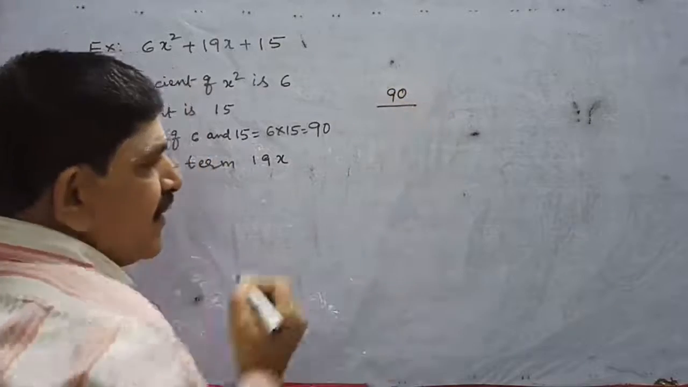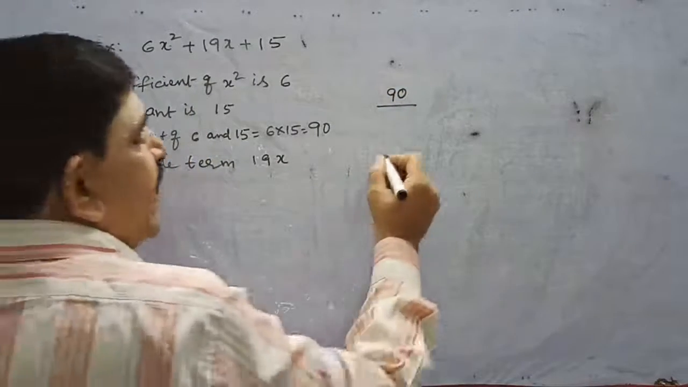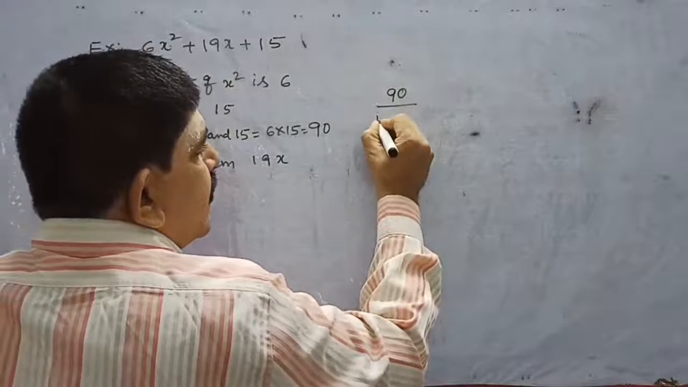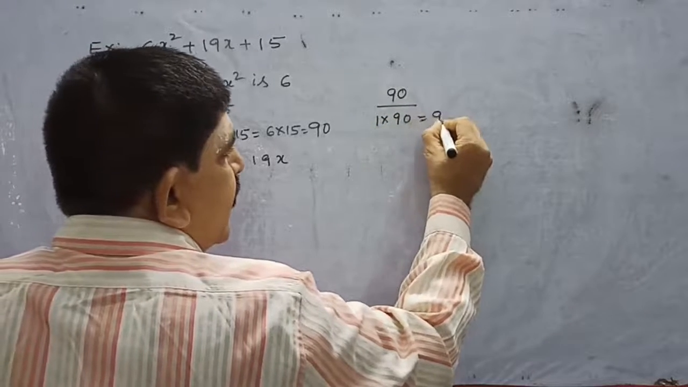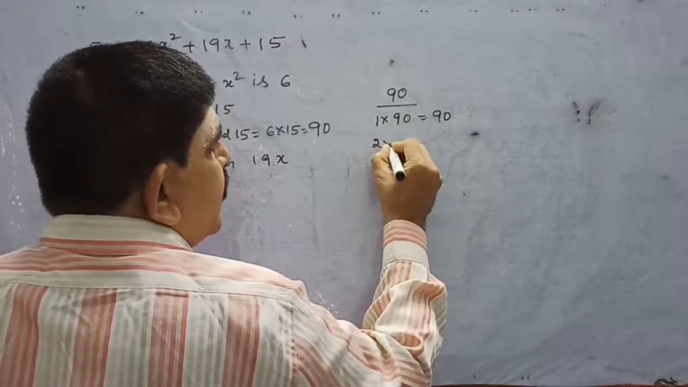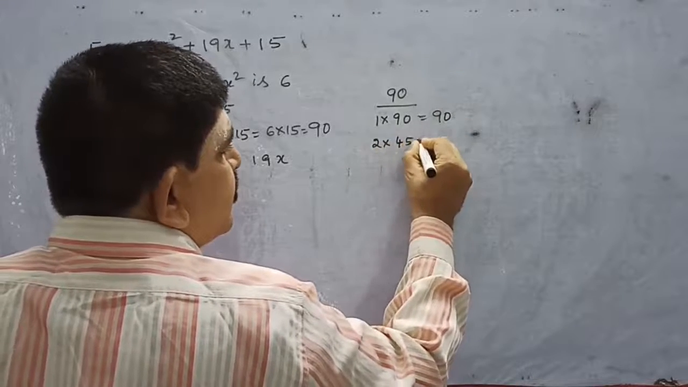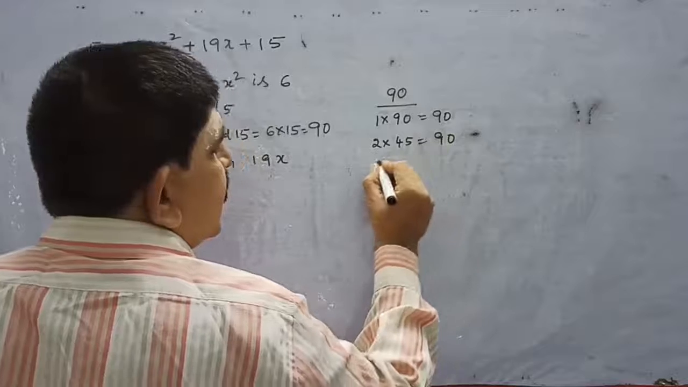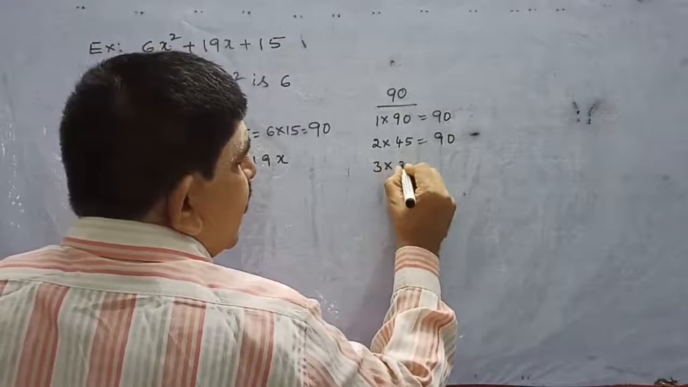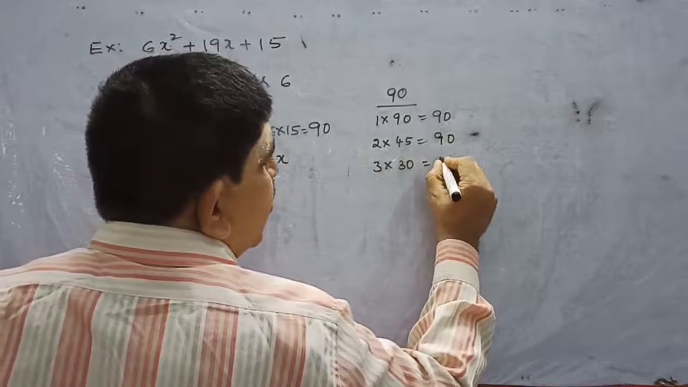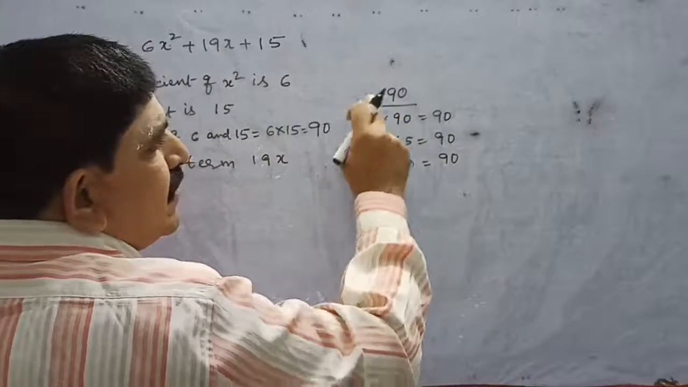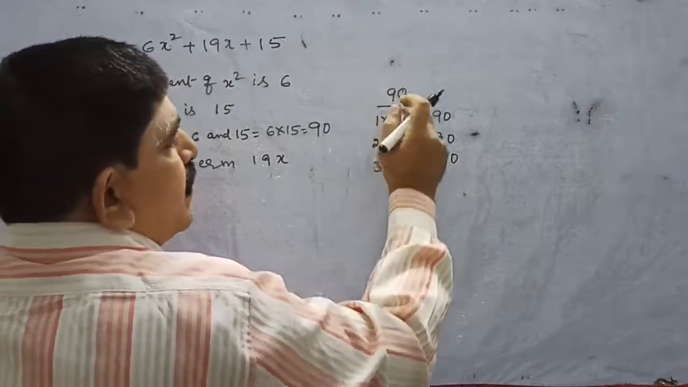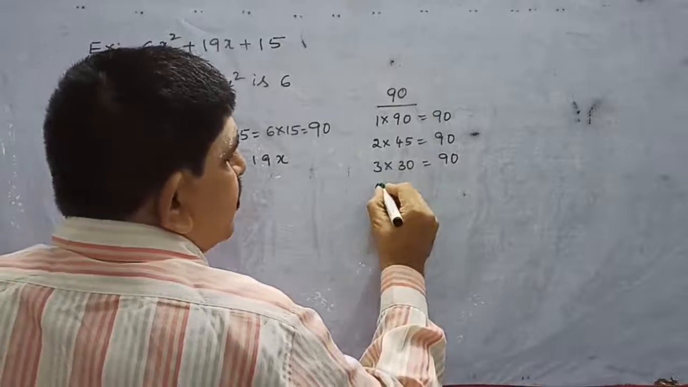Write the factors of 90. How to write? 1 into 90 is 90, 2 into 45 is 90, 3 into 30 is 90, 4, does it go? No. Next, 5.